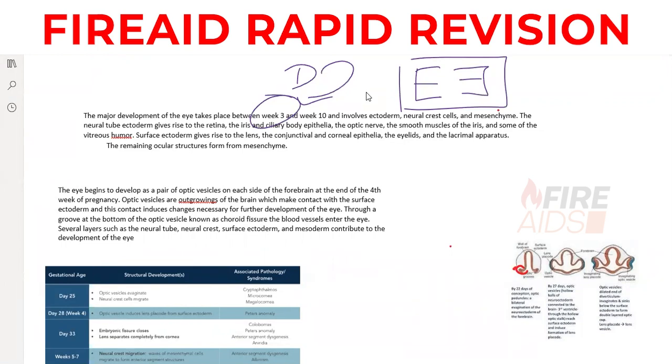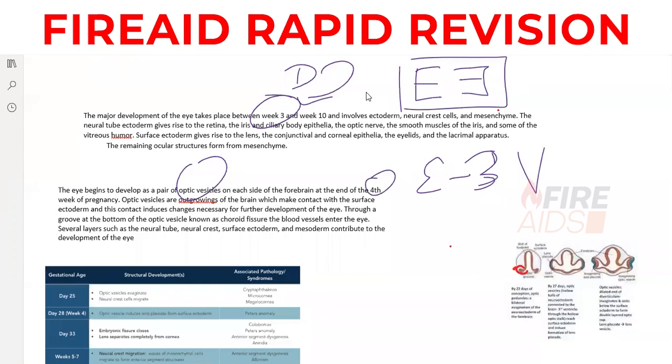Okay, so the eye begins to develop, the first part, which is the optic vesicle. So I means 3, I means optic vesicle, 3V, optic vesicle, on each side of the forebrain at the end of the 4th week of pregnancy. So from 3rd week to 4th week, it is going to develop the optic vesicle.